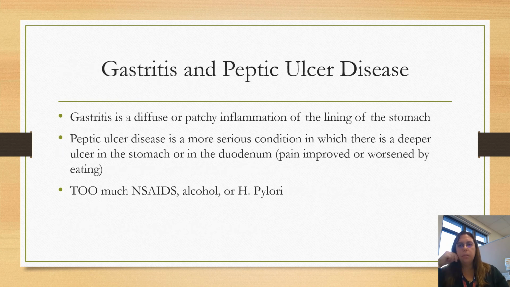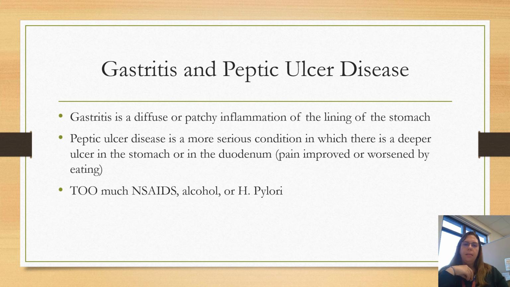Gastritis and peptic ulcer disease. So itis at the end of anything just means inflammation. So this is inflammation of the lining of the stomach. Peptic ulcer disease is one that gets a little bit more serious, in which there's a deeper ulceration in the stomach or in the duodenum. This is when that question is, is your stomach pain improved or worsened by eating? If it's improved by eating, it's typically a duodenal ulcer. If it's worsened by eating, it's a stomach ulcer.